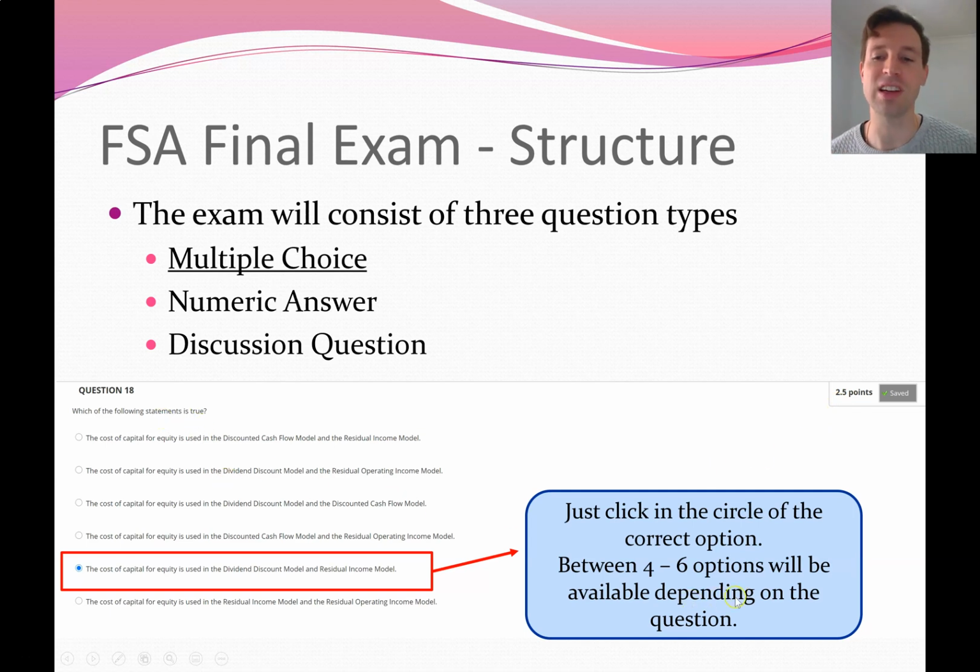There'll be between 4 and 6 options depending on the question. So this is a multiple choice with 6 options. Some of them will be 4 options depending on what question we've got.